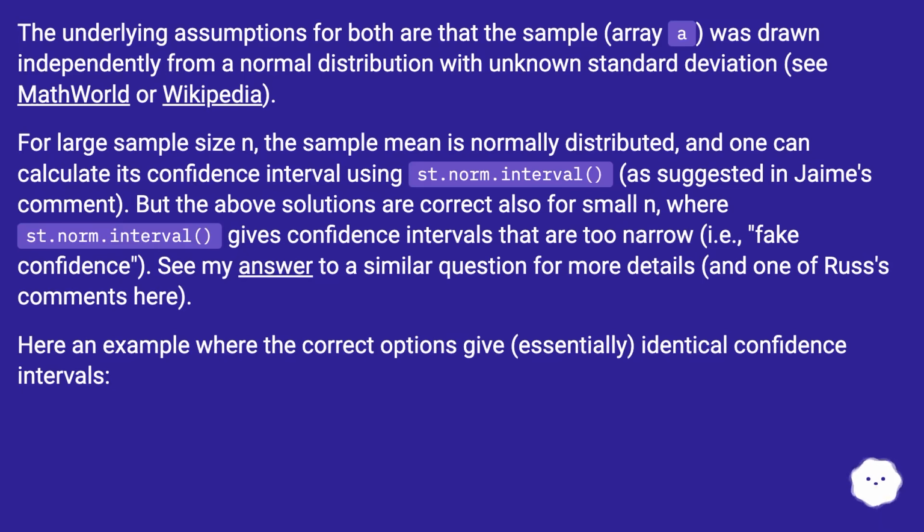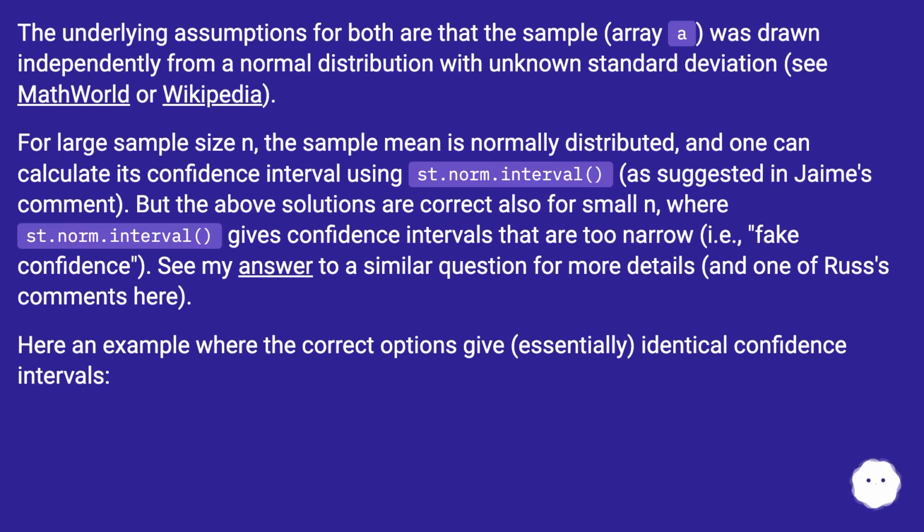For large sample size n, the sample mean is normally distributed, and one can calculate its confidence interval using st.norm.interval, as suggested in Jamie's comment. But the above solutions are correct also for small n, where st.norm.interval gives confidence intervals that are too narrow, i.e., fake confidence. See my answer to a similar question for more details, in one of Russ's comments here.